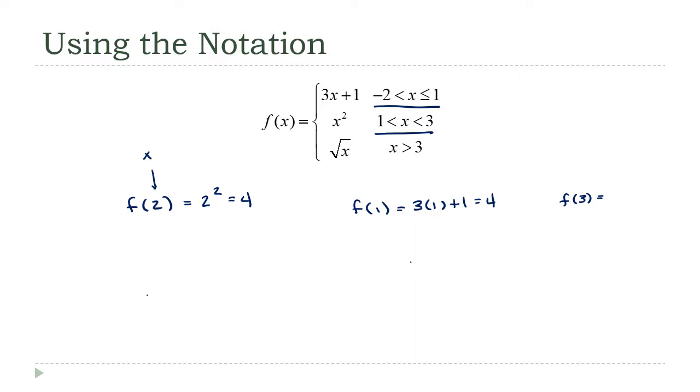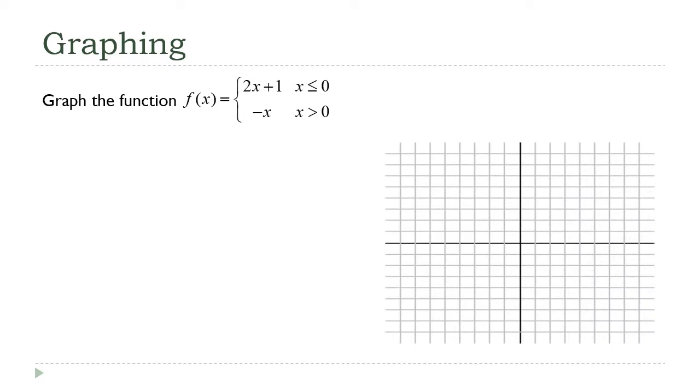And then if we come down here, is 3 greater than 3? Well, no. It's not in that range either. So if you look really carefully, there is no equals here with the 3. So this function is not defined at that value. So I would say f of 3 is undefined. All right, so with that said, let's talk about some graphing.